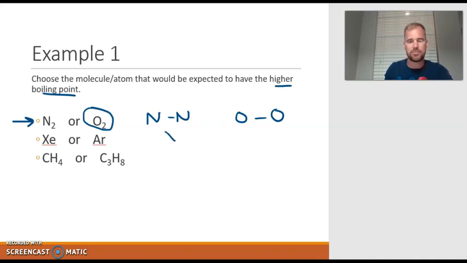In the second one, same thing. We're looking at a xenon atom versus an argon atom. Surface area is not a thing here. So it's only going to come down to the mass. And if I take a look at those 2, xenon is definitely more massive.